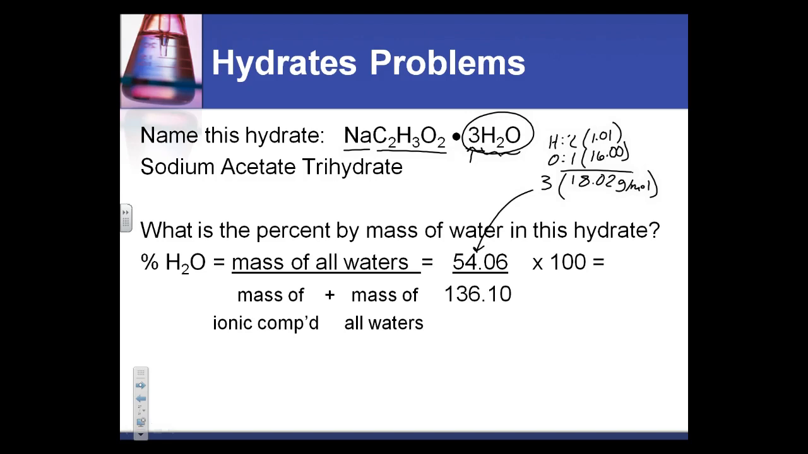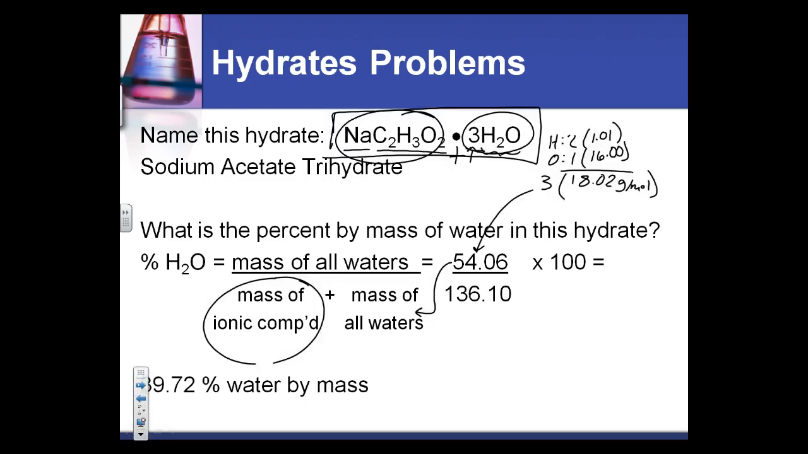Then you're going to divide that by the mass of the whole compound. So that's going to be the mass of the ionic compound plus the mass of those 3 waters. So I also put that 54 in right here as well, and I just found the molar mass of that ionic compound. Of course, with every percentage, it's part over whole times 100 to give us our answer.